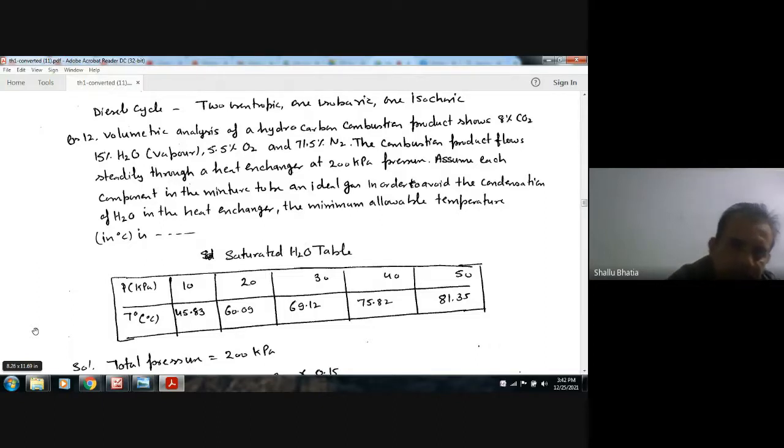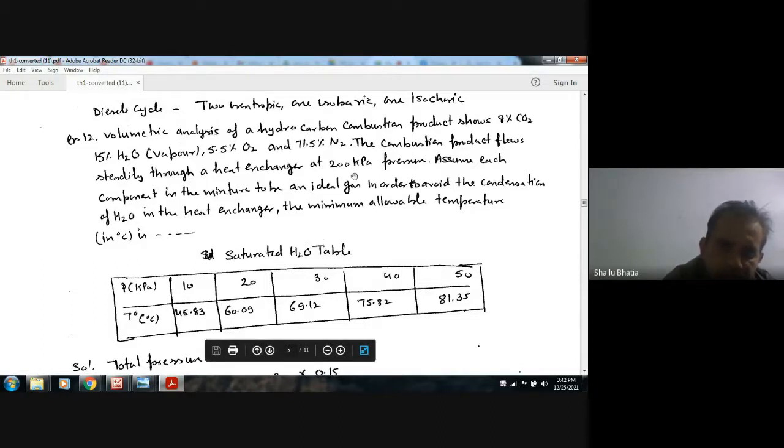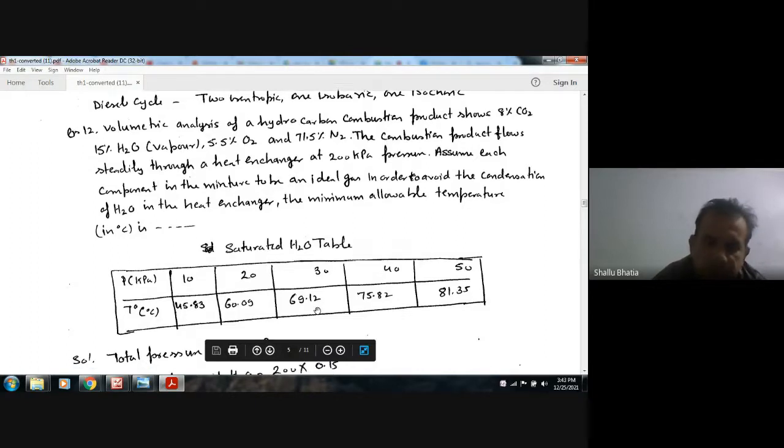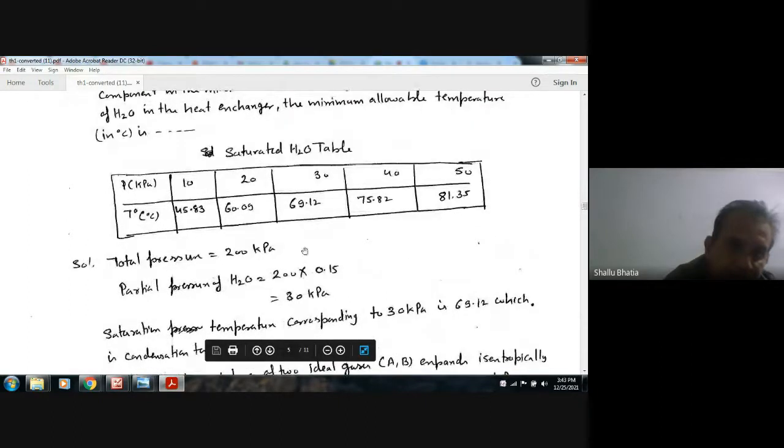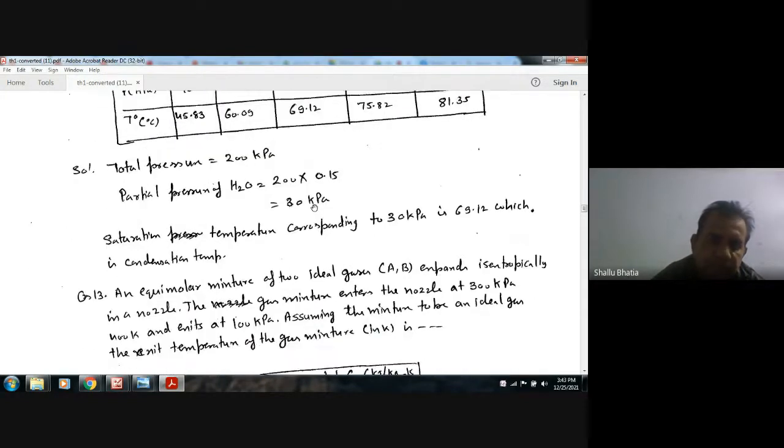So here the total pressure is 200 kPa, and the percentage of water vapor is 15%. So the partial pressure of water vapor will be 15% of 200, which is 30 kPa, and according to 30 kPa, the saturation temperature is 69.12. So this is the condensation or saturation temperature according to pressure 30 kPa. So the answer is 69.12.